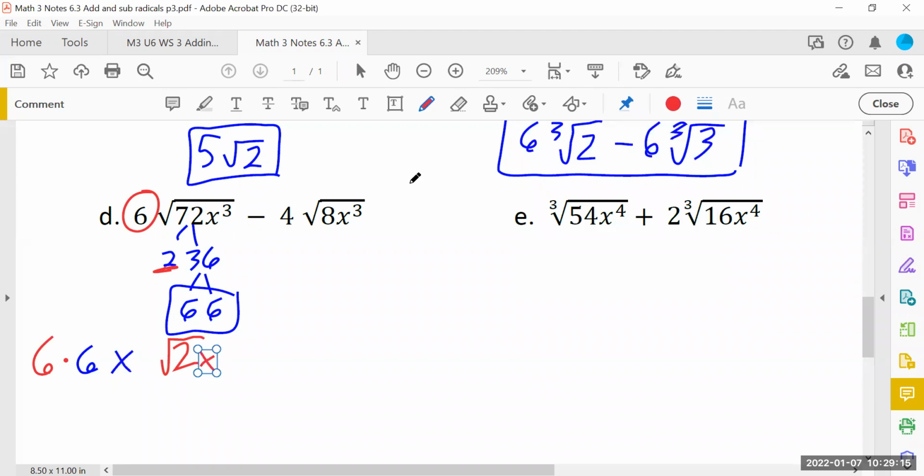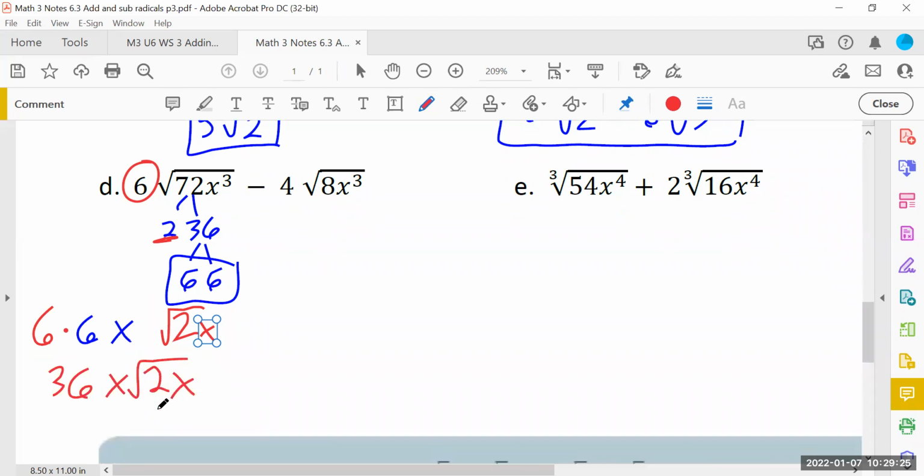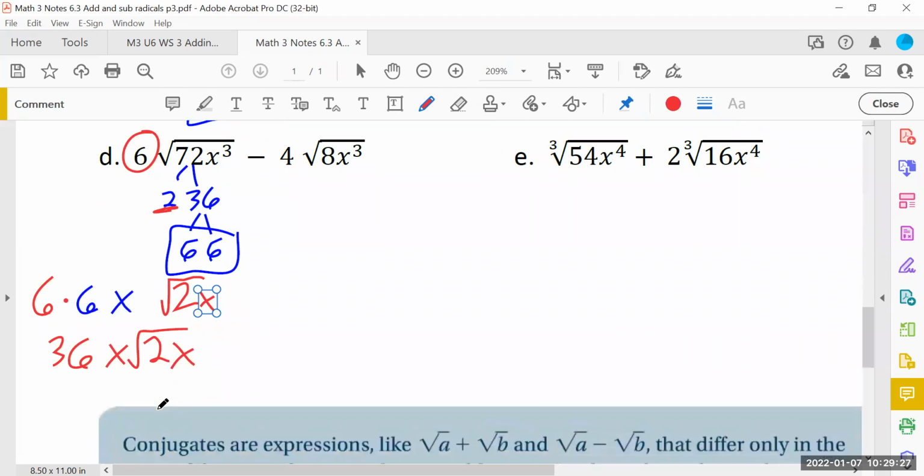And if I clean that up a little bit, 6 times 6 would be 36x root 2x. That is now as simple as it'll go. I need to check the other one, see if I get the same thing.